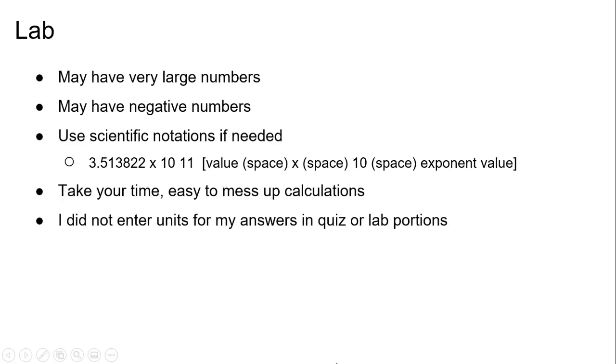Okay, so this lab, you may have very large numbers, and you will. You may have negative numbers. You may have negative large numbers. If you need to use scientific notation, I told you how to break that down. Take your time. One row wrong is going to mess up everything else because it's all intertwined. So take your time doing this. I did not enter units for my answers in my quiz or my lab portions. Okay? And that's it.